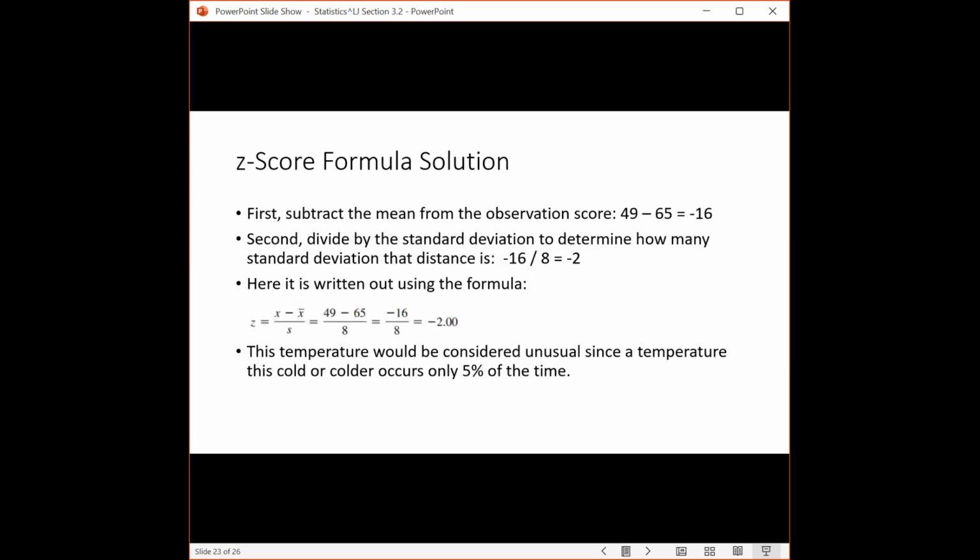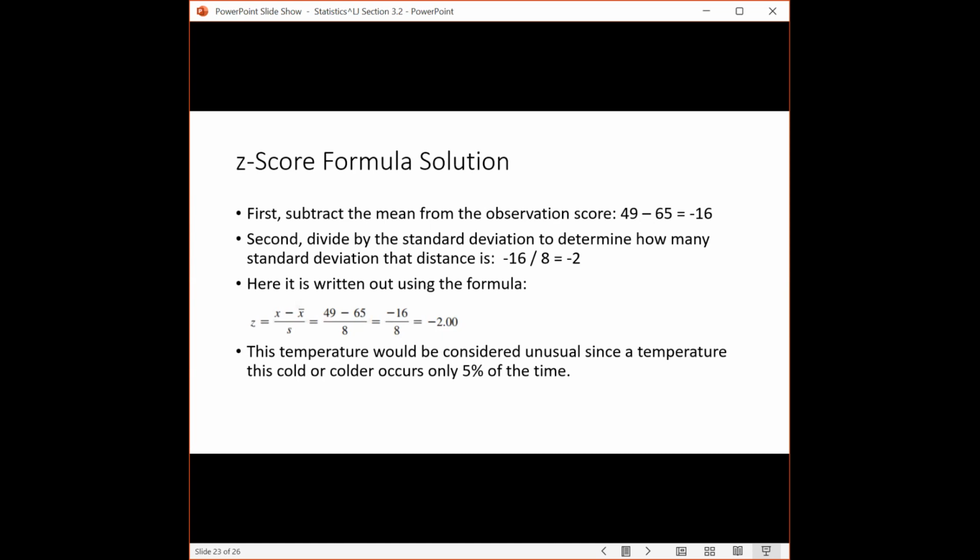To translate the observation into a z-score, you subtract the mean from the observation. This is the observation, this is the mean. You subtract, and you get -16. Then how many standard deviations is -16? Well, a standard deviation is 8, so -16 over 8 is -2. So there are 2 standard deviations. You can also use the formula here, if you don't like the way I do it, maybe it makes it a little bit simpler.